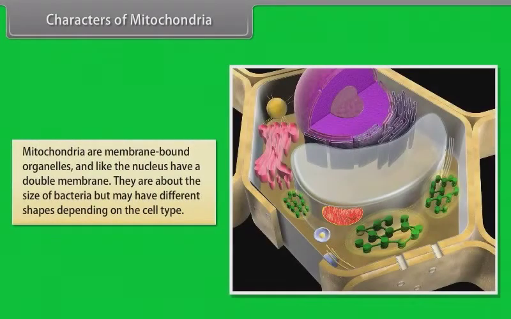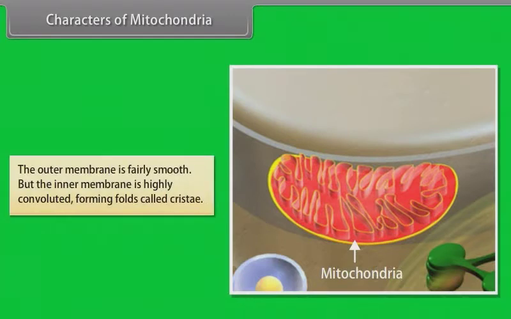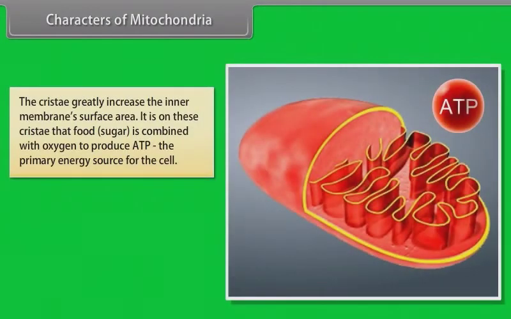Characters of mitochondria. Mitochondria are membrane-bound organelles and, like the nucleus, have a double membrane. They are about the size of bacteria but may have different shapes depending on the cell type. The outer membrane is fairly smooth, but the inner membrane is highly convoluted, forming folds called cristae. The cristae greatly increase the inner membrane's surface area. It is on these cristae that food sugar is combined with oxygen to produce ATP, the primary energy source for the cell.